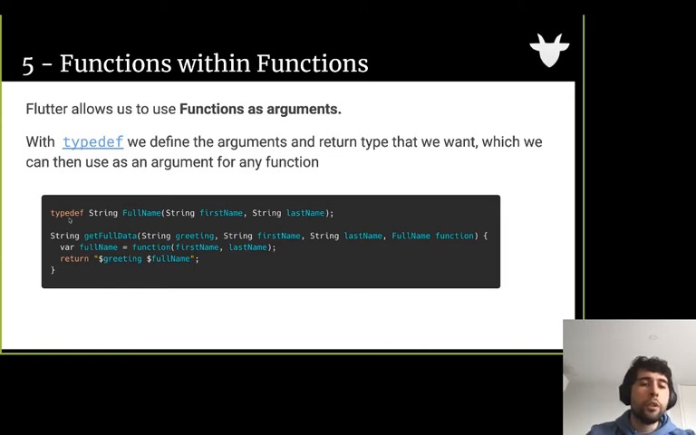We use the typedef, which is a special keyword, and I say that I want a function that will return a string and accept two parameters, a first name and a last name. And of course, I'm going to give a name to this function, in this case, fullName. So how can we use this? Well, in the function getFullData, which is going to print the greeting message, I will have an argument, the greeting, the first name, the last name, and then I will accept my function, fullName.